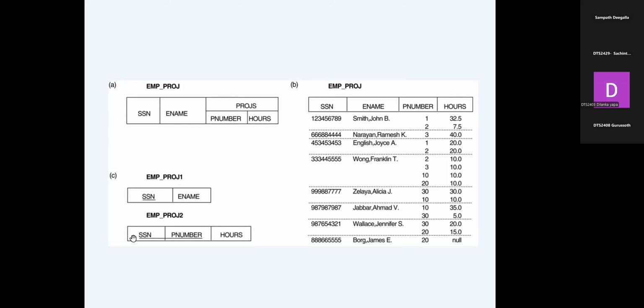So for that, you have to have the social security number. So when you have social security number, project number, and number of hours, a particular employee works for a project, you have to combine both social security number and the project number. So once you combine these 2, then you will have a relation which belongs to first normal form. This part.